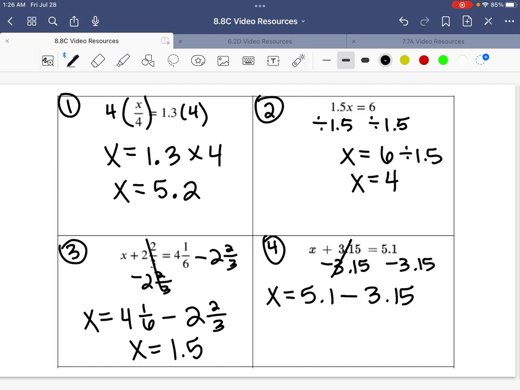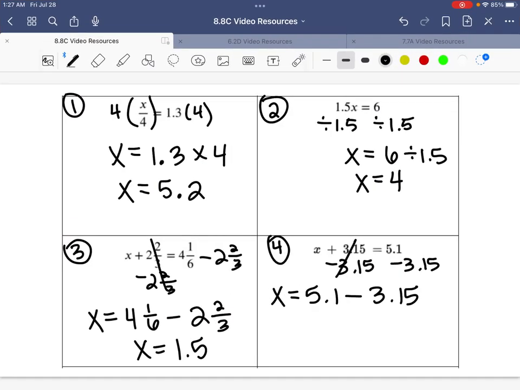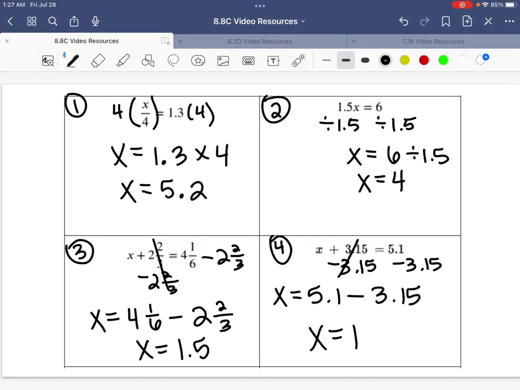So I'm going to go to my calculator. And I'm going to say 5 and 1/10 minus 3 and 15 hundredths. And I get 1 and 95 hundredths as my solution. So x is equal to 1 and 95 hundredths.